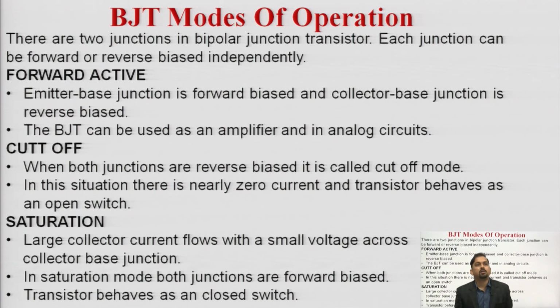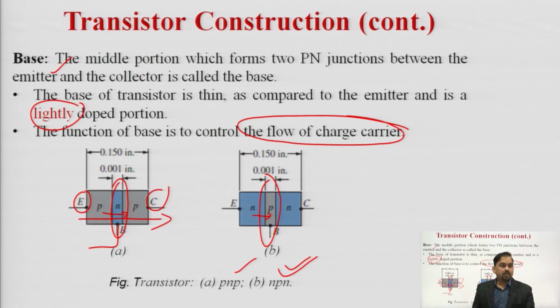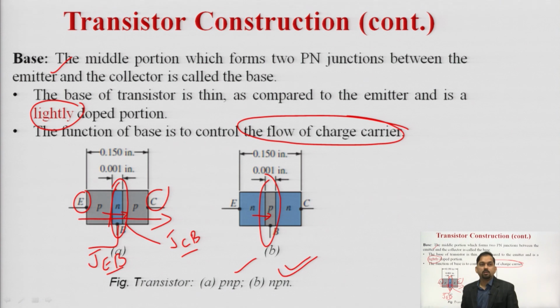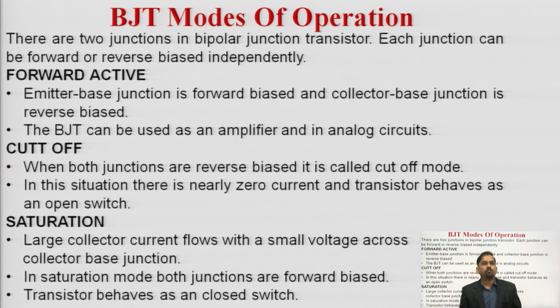After that, this BJT operates in 3 different modes. Based on the junctions, we have seen that a BJT has 2 junctions. First is this junction, known as JEB, the emitter base junction, and this one is known as JCB. JCB is referred to as the collector base junction. So in a PNP or an NPN transistor, we have 2 junctions. Based on these 2 junctions, we have the modes of operation of the BJT.